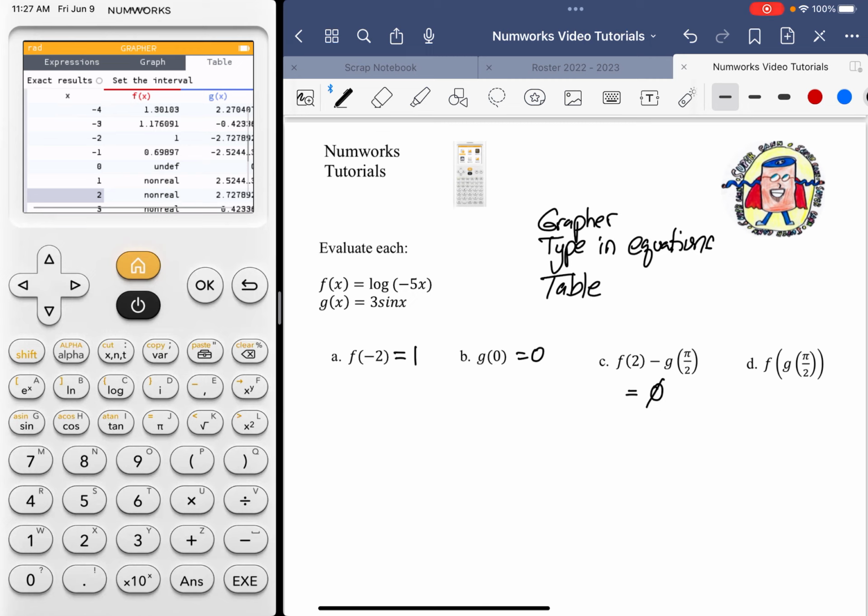We don't have to worry about it for this one, but we may have to worry about it for the next one. And the reason it doesn't give us an answer is because if I plug in a 2 for x here, that makes the log that of a negative number. So log of a negative is non-real. Can't take log of 0, can't take log of a negative number.